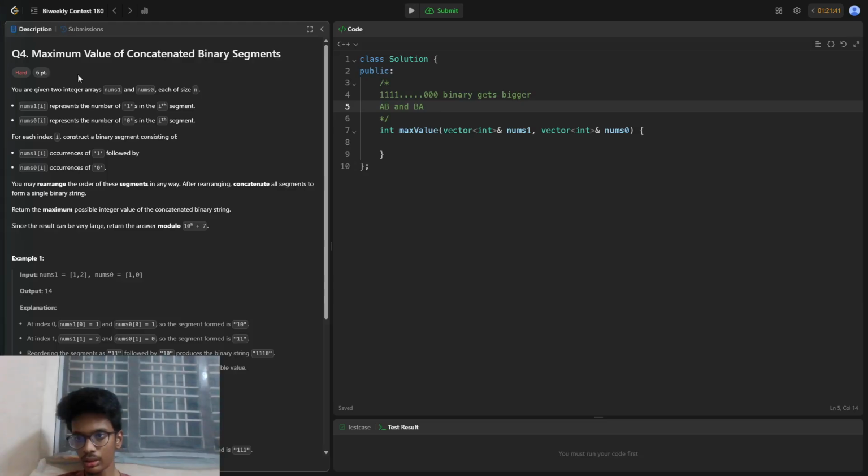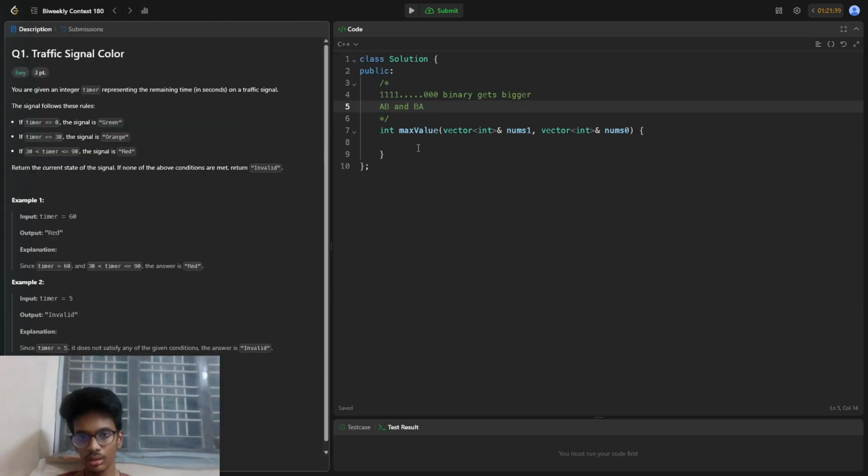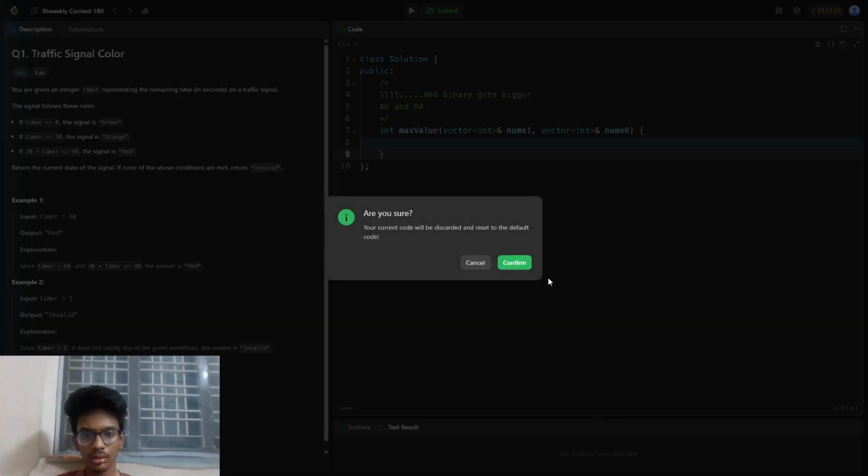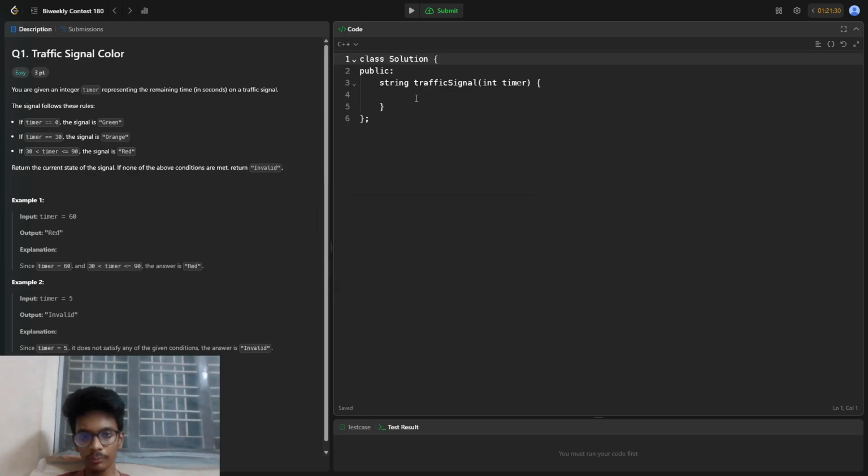Why is this not getting clicked? Yeah, why is this not changing now? What just happened?